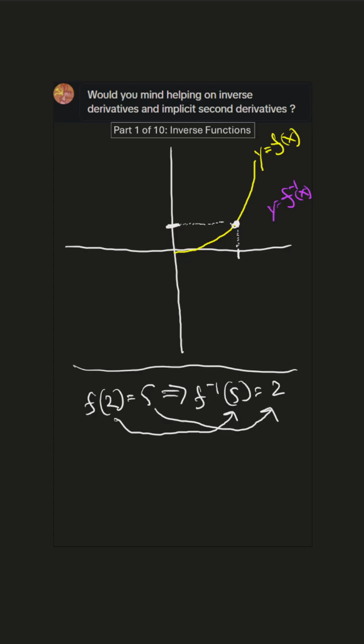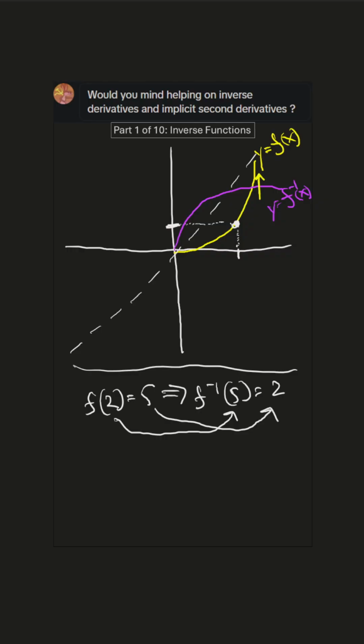Now to represent that graphically, we draw the y equals x line. And the inverse function gets flipped about the y equals x line, because again, the x and the y values are swapped. The outputs of f become the inputs of f inverse. f inverse undoes f.